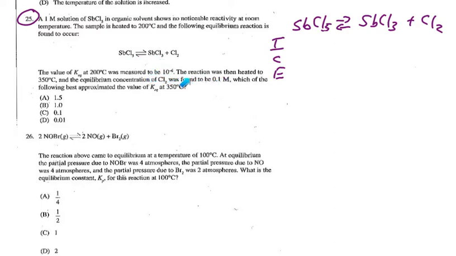The reaction was then heated to 350 degrees and the equilibrium concentration of chlorine was found to be 0.1. Which of the following best approximates the value of Keq at 350? So we know the value of Keq at 200, and we don't know it at 350. Alright, so this is an equilibrium problem that looks like it might be a little bit challenging.